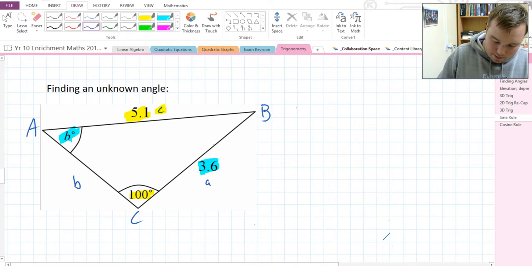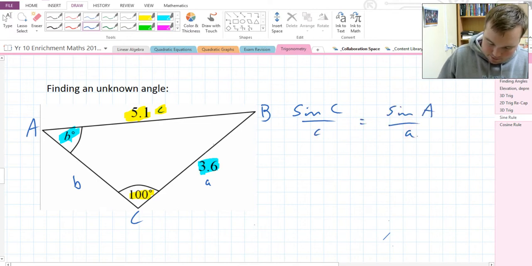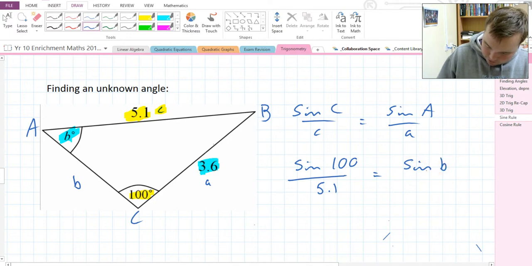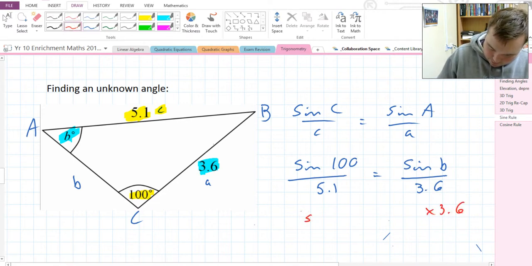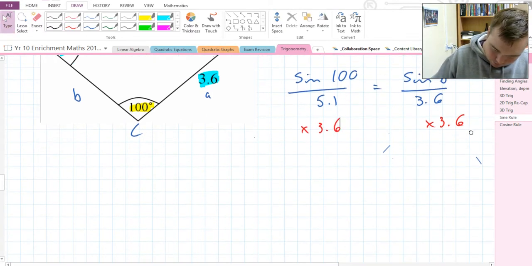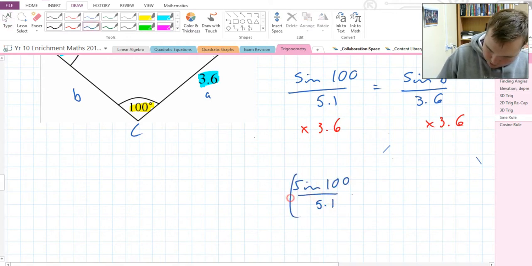So, using our A's and B pairs, and because we're solving for an angle, we need to put the sine on the top. So sine C over C equals sine A over A. Sine of 100 over 5.1 is equal to sine of beta over, B over 3.6. Now, multiply both sides by 3.6 to get sine B by itself. Sine 100 over 5.1 gets multiplied by 3.6, and that's equal to sine B.